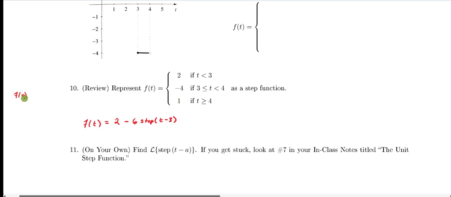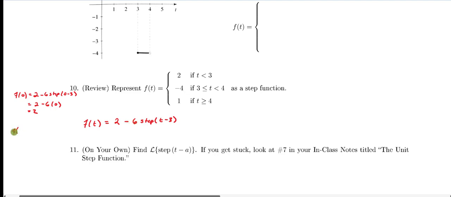if I were to plug a 0 into this, this would just be 2 minus 6 times the step function of 0 minus 3. And here, remember that the step function outputs a 0 if the argument is negative, and outputs a 1 if the argument is greater than or equal to 0. Since in this case the argument of the step function is negative, it outputs a 0, and so this just outputs a 2, as we expected.